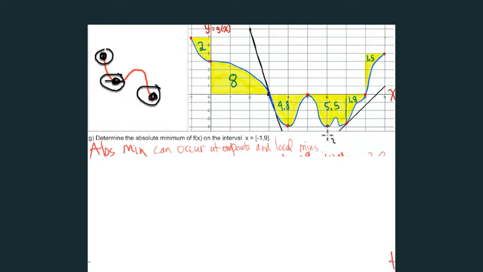So the easier thing to do, I think, in most cases, is just to get the y value of your endpoints. You want to just get the y value of your endpoints. So we're going to do that.